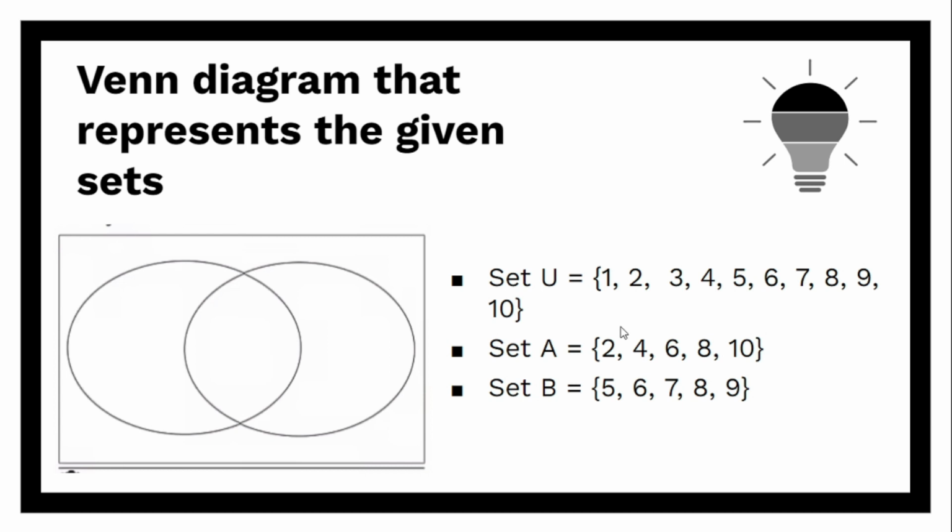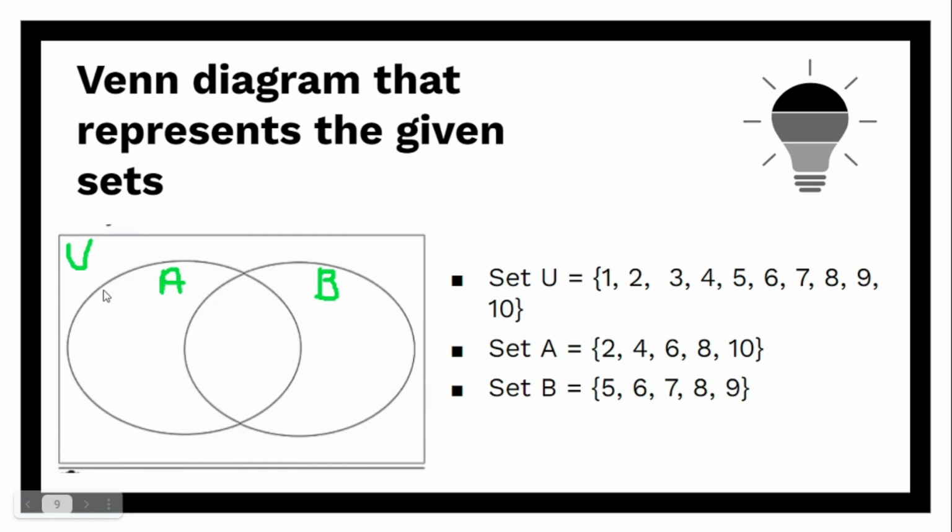Now, we have set A as 2, 4, 6, 8, 10 only, and then set B as 5, 6, 7, 8, 9. Okay? The most important thing for now is for us to write the letters, which are the names of our sets, right? So here, we have set A. Let's have your set A, and then we have your set B. And then in the rectangle outside, that is the universal set.